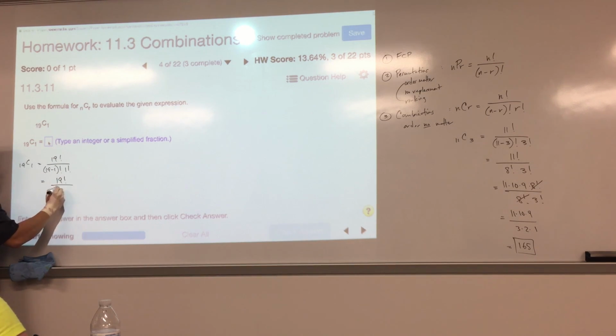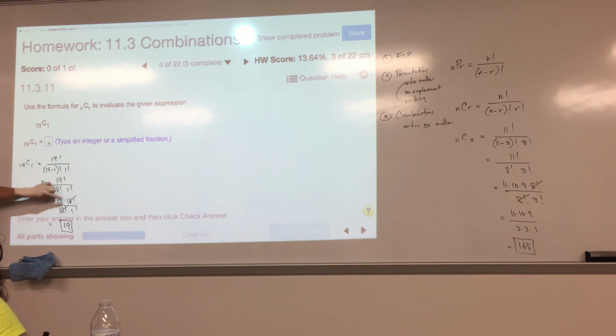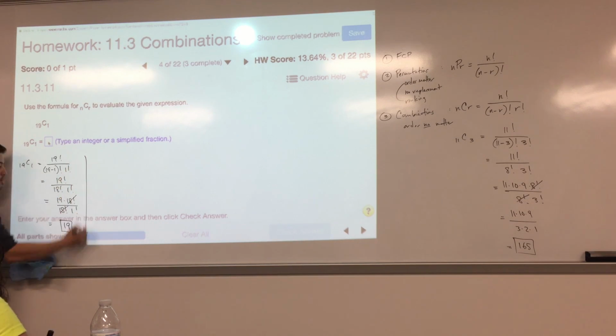19 factorial over 18 factorial, 1 factorial. That's the setup. Then what? I would do 19 times 18 factorial over 18 factorial, 1 factorial, the 18s cancel, and sure enough, it is indeed 19. I want you to get used to doing that. Does that make sense? As your shortcut. All right, so let's go do another problem.